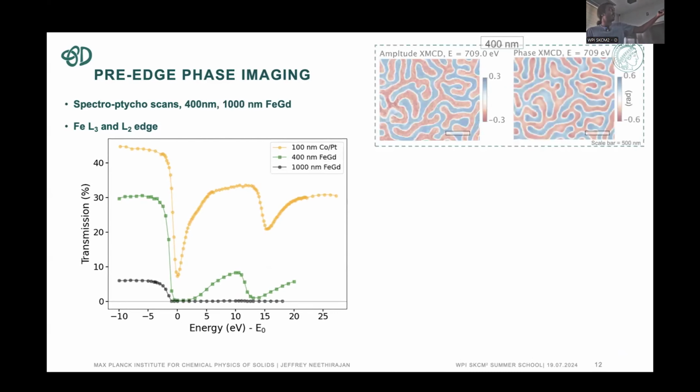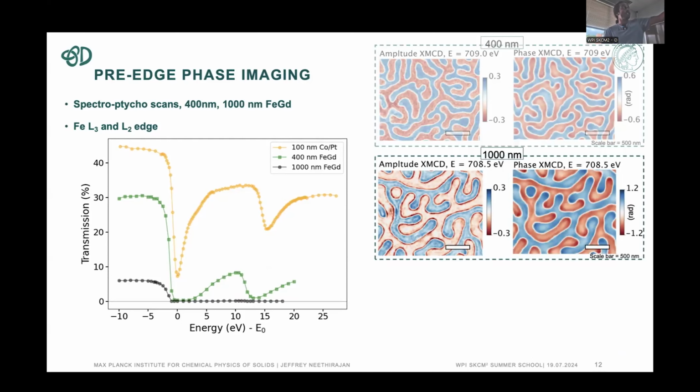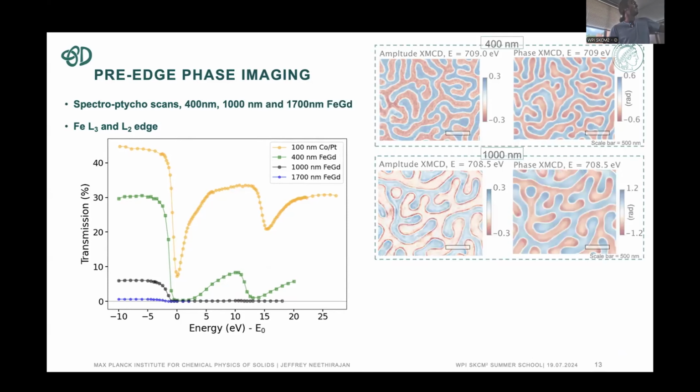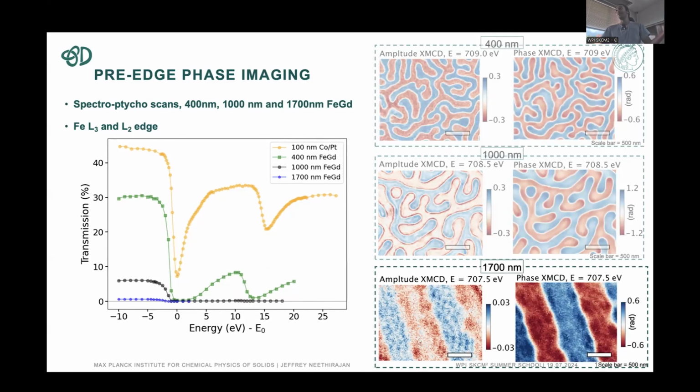So next, we did the same for a 1,000 nanometer thick sample, so 1 micron thick. You see the transmission through the sample significantly decreases. And in comparison, the phase provides beautiful magnetic domains. Okay, so then we went a bit crazy, and we measured a sample 1,700 nanometers thick, almost 2 microns in thickness, which is almost an order of magnitude higher than what people typically measure. You see there's a tiny transmission through there, but still we were able to measure beautiful phase XMCD images in the pre-absorption edge.